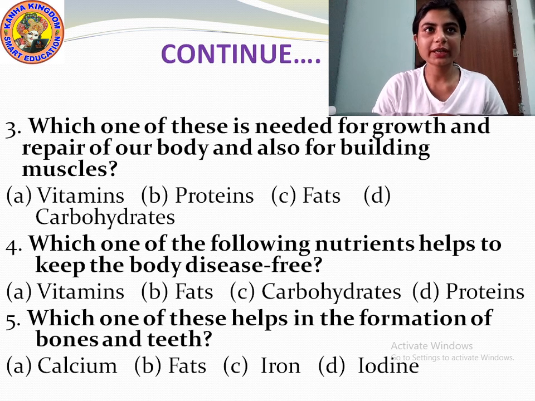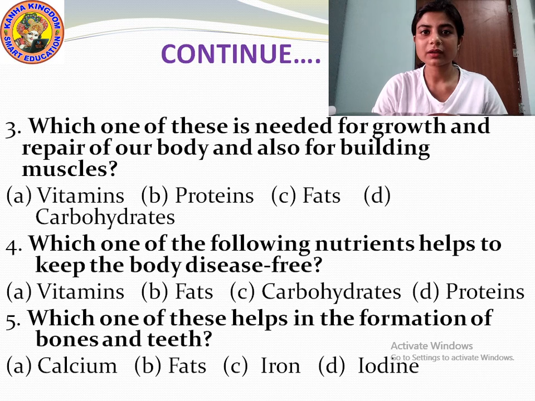Then question number three. Which one of these is needed for growth and repair of our body and also for building muscles? The options are vitamins, proteins, fats, carbohydrates. What is the answer? It is proteins. The answer is B.